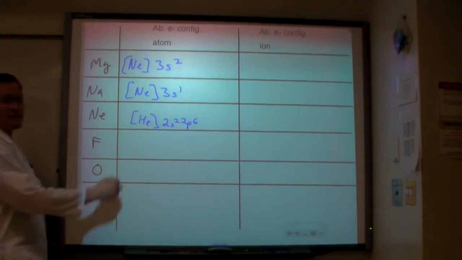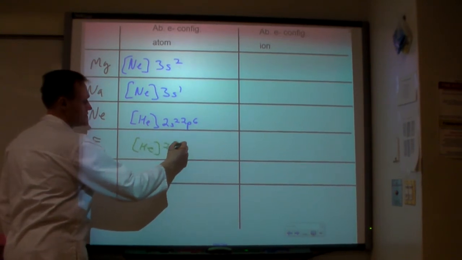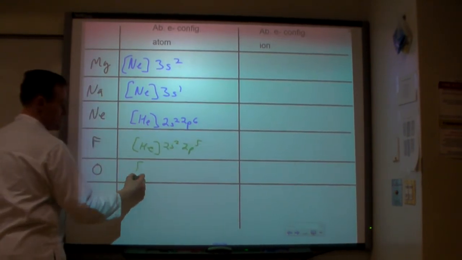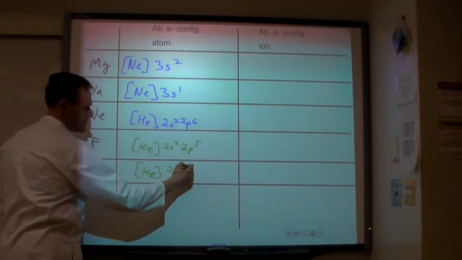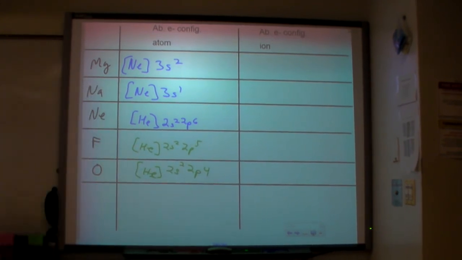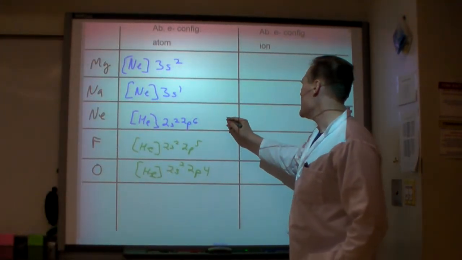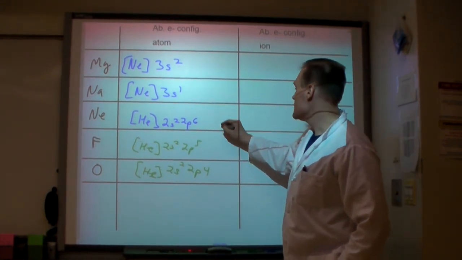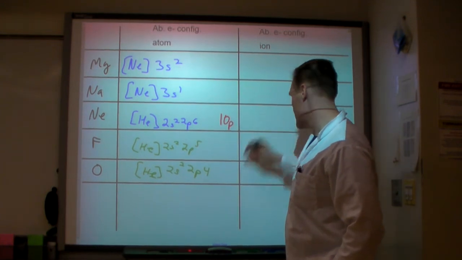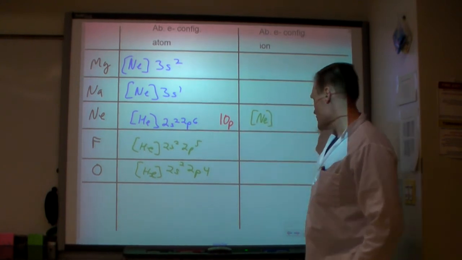So then for fluorine, what do we have for fluorine? He, 2s2, 2p5. And then for oxygen, He, 2s2, 2p4. Sweet. Any questions on those so far? Will neon form an ion? No. How many protons does neon have? Neon has 10 protons. And an abbreviated electron configuration for neon, another way of writing it would be just writing neon in brackets.